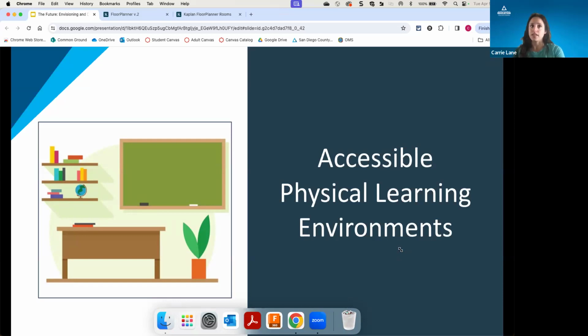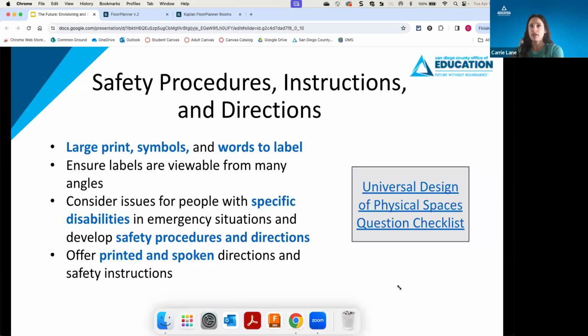But accessibility can also be accessible curriculum like UDL, and it can be accessible physical learning environments. So I wanted to put that in here too, because designing our classrooms can be really helpful when we are thinking about our students and accessibility. So some of the things that are really important when you are thinking about physical locations and the accessibility is always making sure that your directions, your instructions, and any procedures that you have.